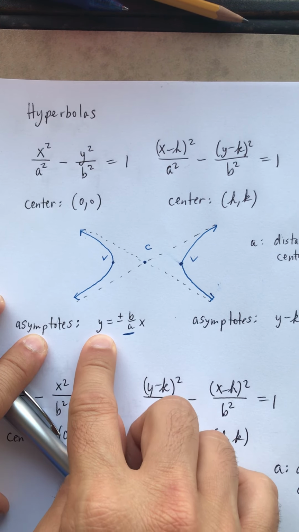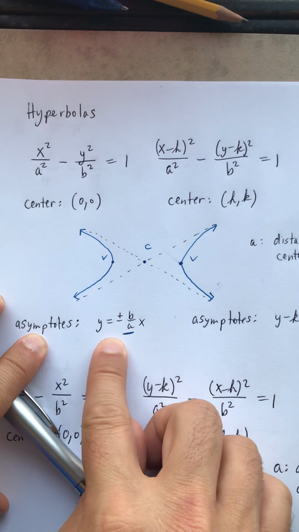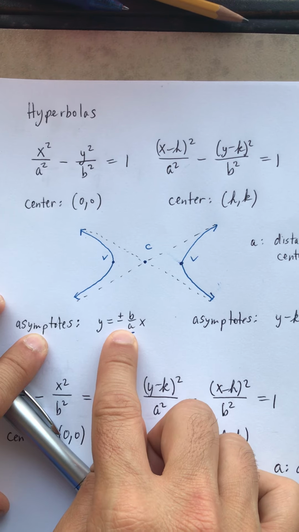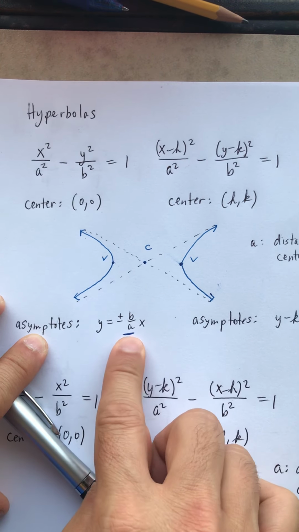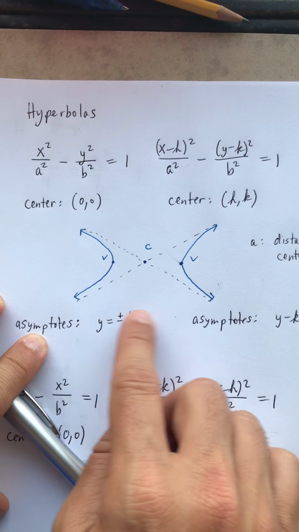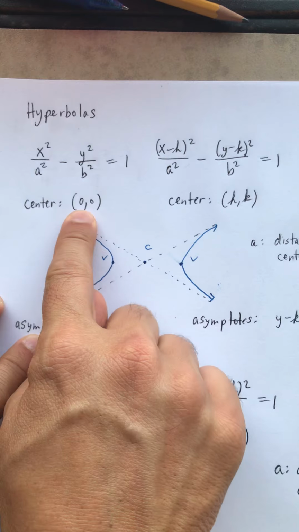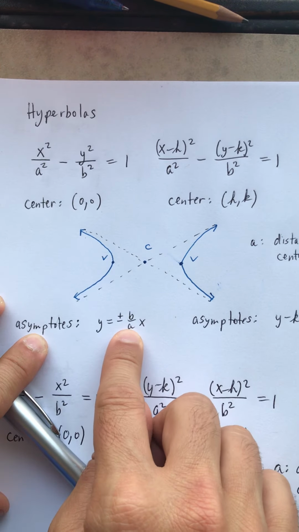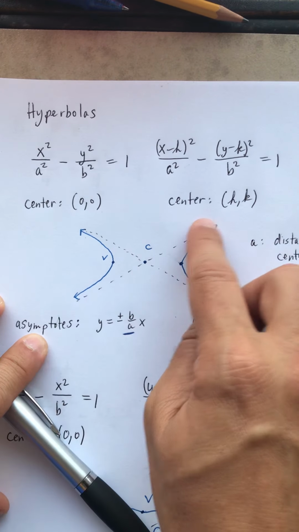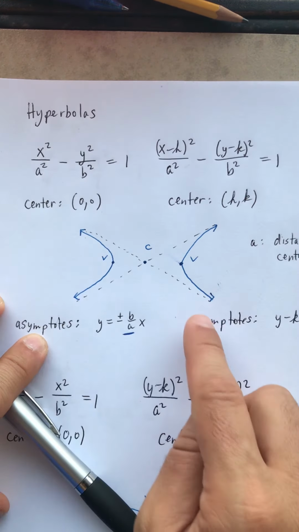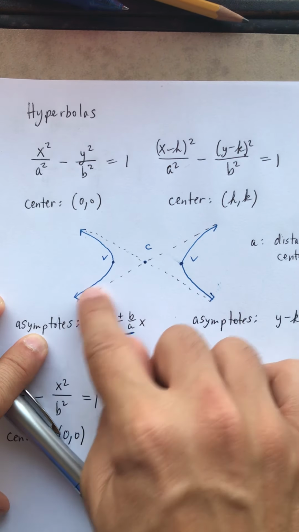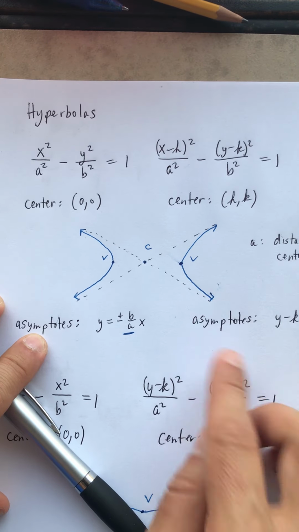So when the center is 0, 0, these are the equations of these asymptotes. y equals plus or minus b over a x. So b over a is the slope of the asymptotes. But this would be the equation because the y-intercept would be 0, because it passes through the origin. This one has positive slope, so this one has slope positive b over a. This one has slope negative b over a. That's why it's plus and minus. There's actually two asymptotes, one with positive slope, one with negative slope.